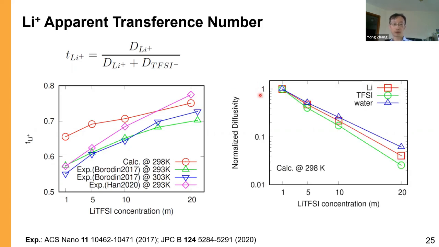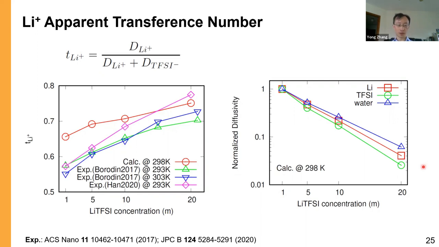So one thing we calculate is this normalized diffusivity. We normalize all the diffusivities to the value at low concentration. This way you can easily see the diffusivity of all species decreases, but the decrease is faster for TFSI relative to lithium and water, so that the ratio of lithium to the sum of lithium and LiTFSI increases at higher concentration.